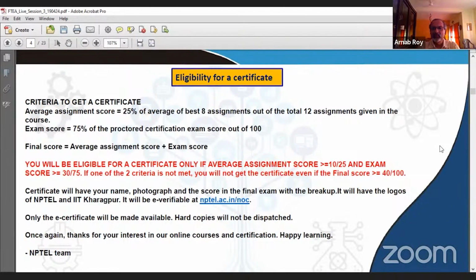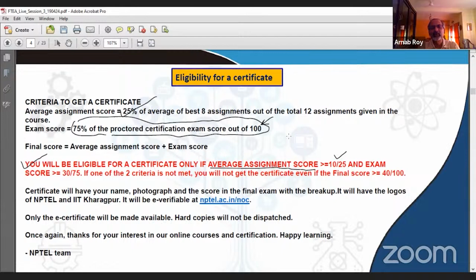This is a point which I thought I would emphasize at this juncture, because it makes a lot of sense in trying to recapitulate what makes a student eligible for a certificate out of a course like this. And then if you run through the rules which are actually posted in the site, you will see that you will be eligible for a certificate only if average assignment score is greater than or equal to 10 out of 25. So they allocate 25% marks to the best 8 out of 12 assignments that you do, and 75% on the certification exam score. So the examination which is coming up shortly is a very crucial one in deciding how far you are going to score overall in the course, because 75% of it comes from here.